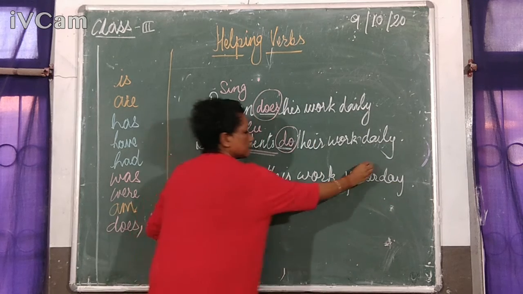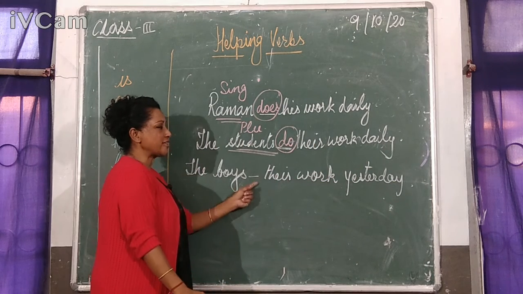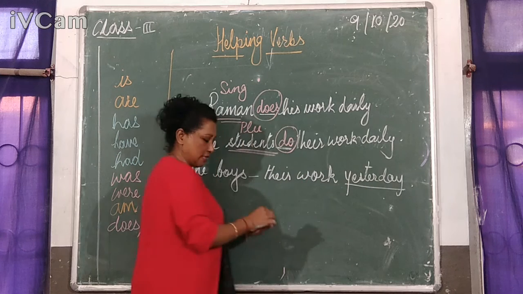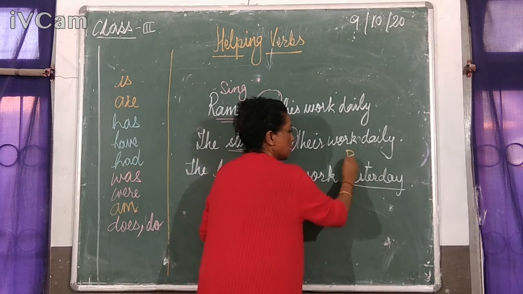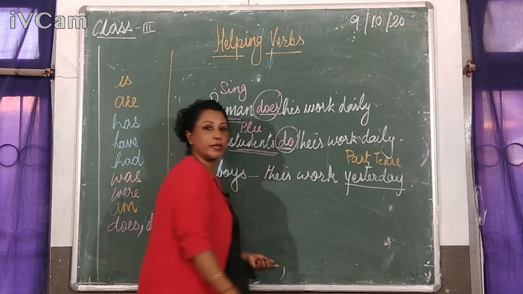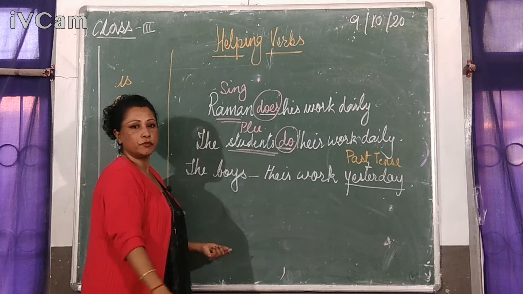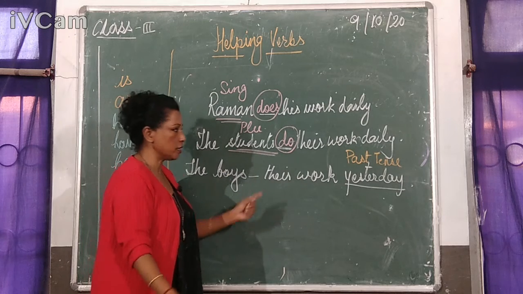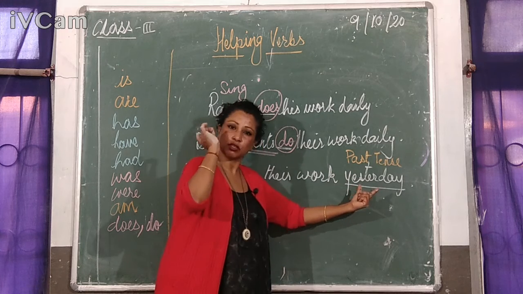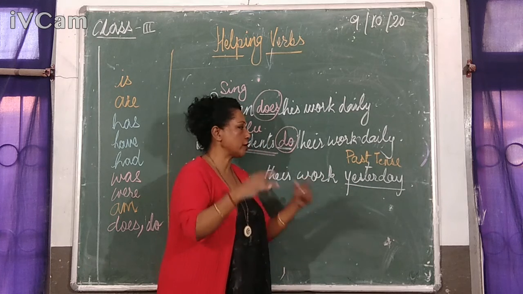Now look at this. The boys finished their work yesterday. So yesterday means it is in the past tense, which I'll be doing later on. After this chapter, we'll be moving on to present, past and future tense. That time I think it will be clear for you. Yesterday is already finished. The work is already done.